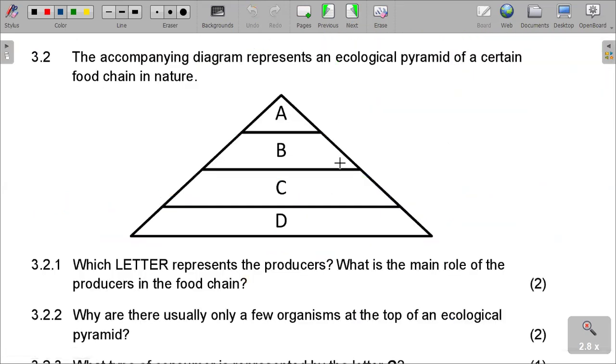The accompanying diagram represents an ecological pyramid of a certain food chain in nature, in which a letter represents the producers. What is the main role of the producers in the food chain? So we know that the food pyramid or the ecological pyramid decreases as it goes up because we are talking about the supporting structure. The question is saying which letter represents the producers.